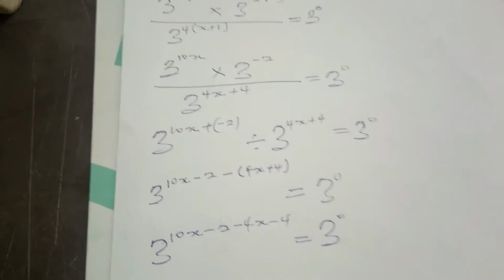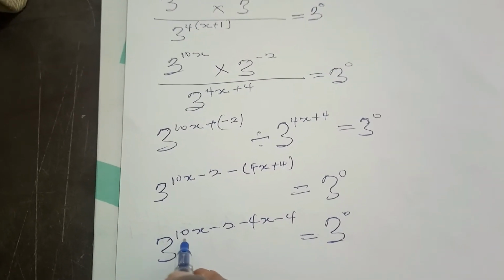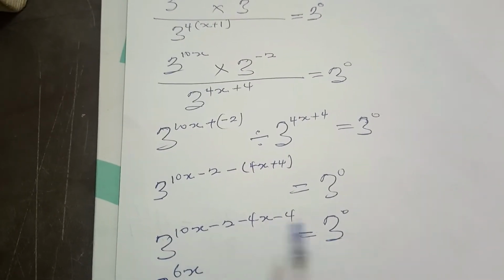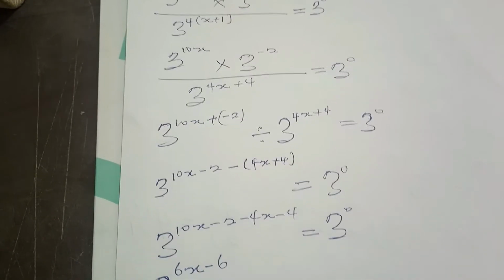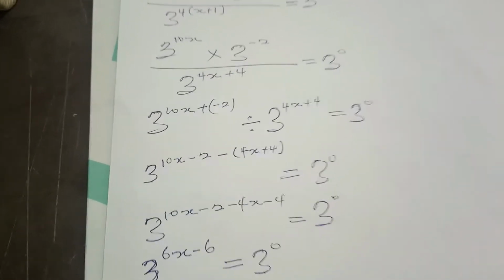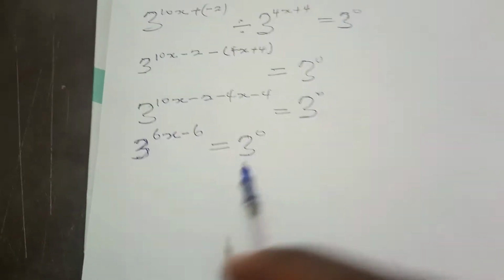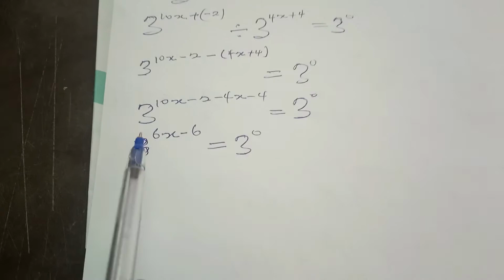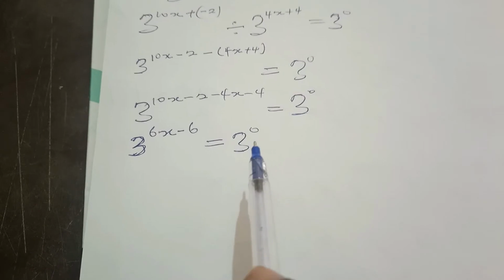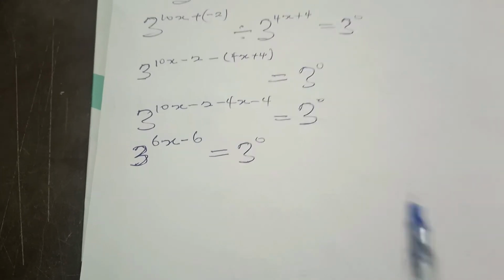Good. There are like terms, so let's work on the like terms. 10x minus 4x will give us 6x. Then -2 minus 4 will give us -6. Should be equal to 3 exponent 0. Here we have the bases are the same, so we equate exponent. And we always do this only when we have one term at the left hand side and only one term at the right hand side. That's why we equate. If we have more than one term, we have to go ahead and work it so that we can have only one base here and one base here. Then we can equate without problems.